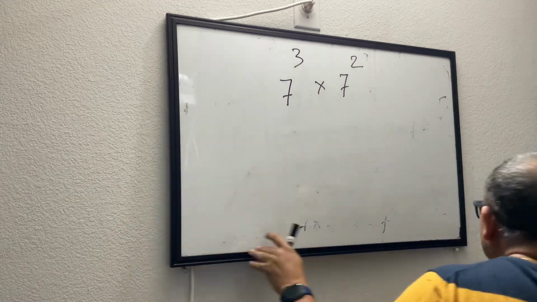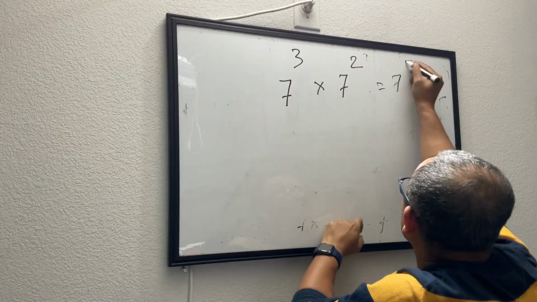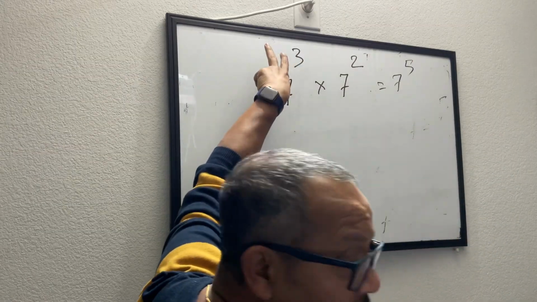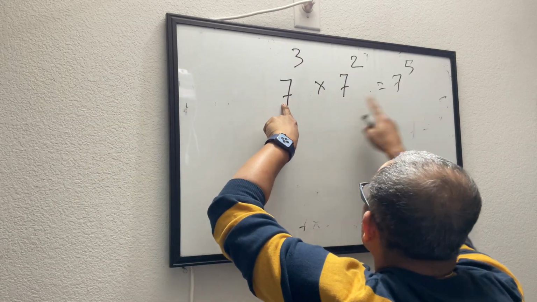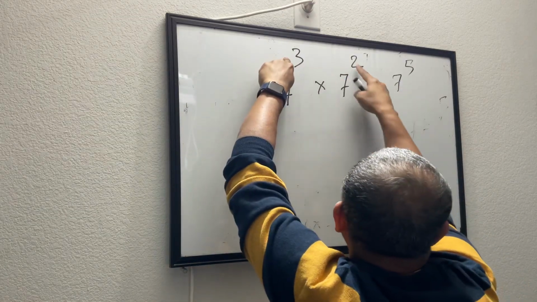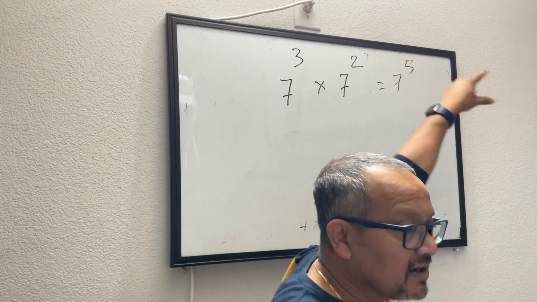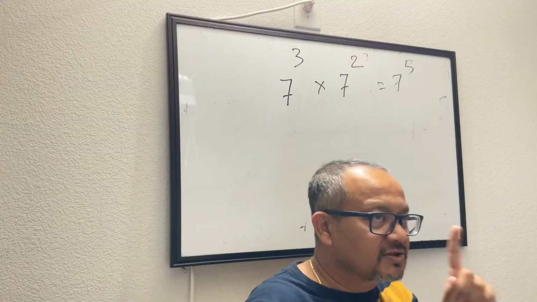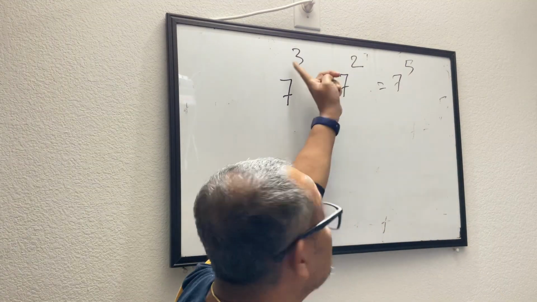So, from this, what did we see? This became 7 to the power 5. And if you observe this carefully, between this and this, what is common is the base is the same. Your exponents are getting added. That is, your power is getting added. That is the first rule of exponents, which says when you are multiplying two exponents with the same base, your power gets added.